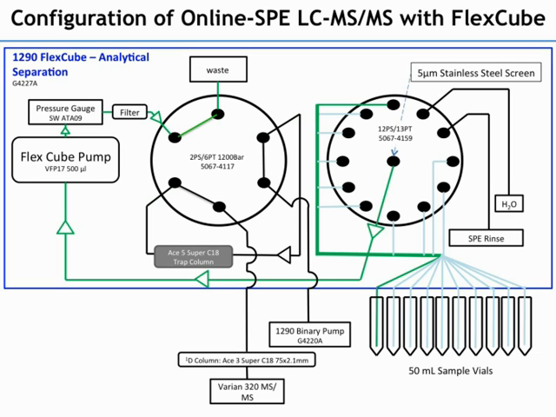Then we switch this 6-port valve. In this configuration, we're using our analytical pump here to backflush this cartridge into our analytical column and onto detection.